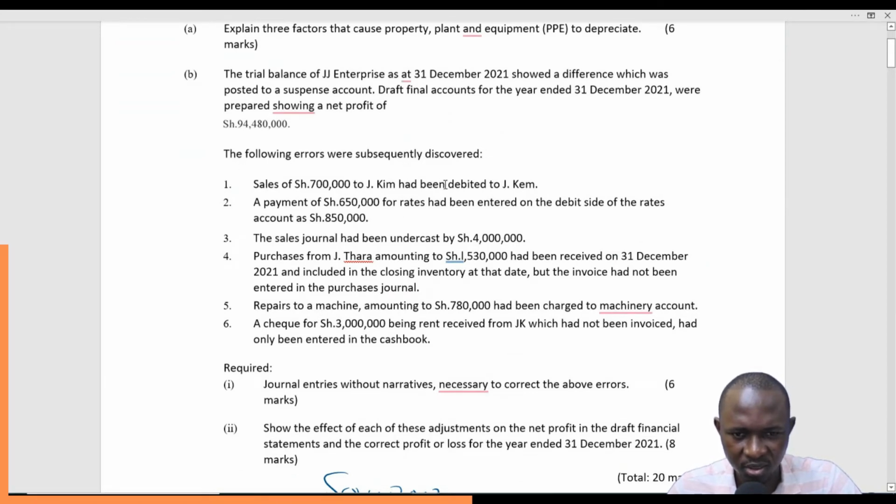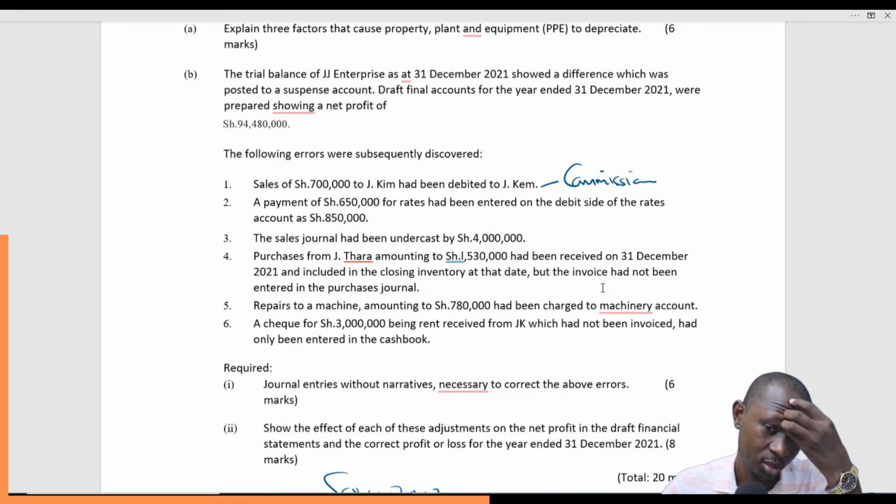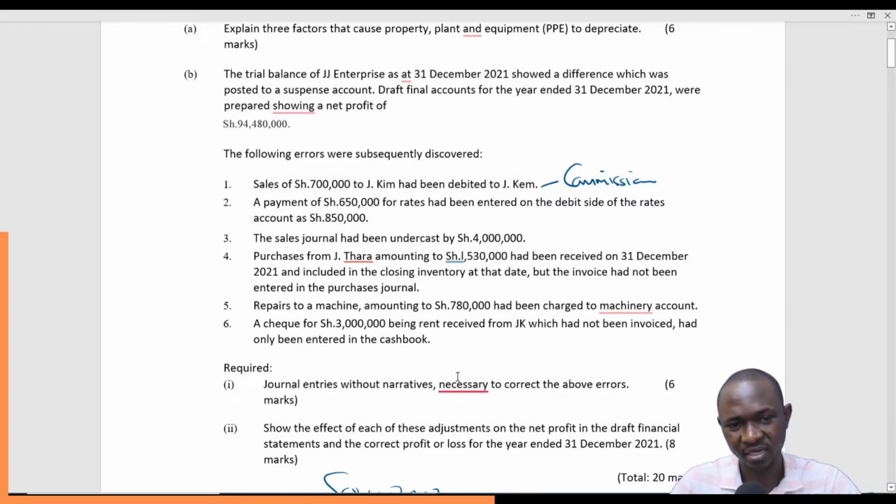The following errors were subsequently discovered. Sales of 700,000 to J. Kim had been debited to J. Kim. This is an error of commission, wrong account but same class, wrong account but same, all of them are debtors.